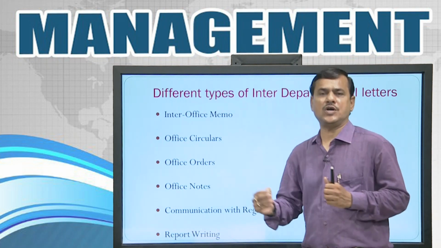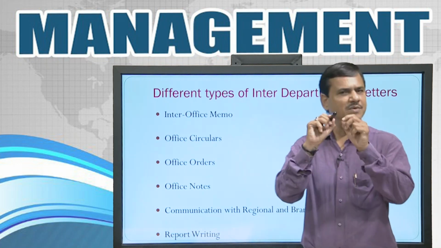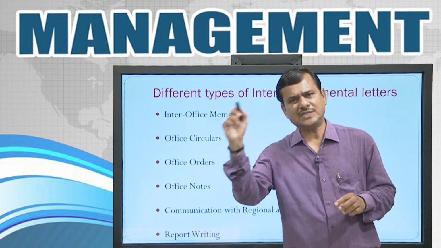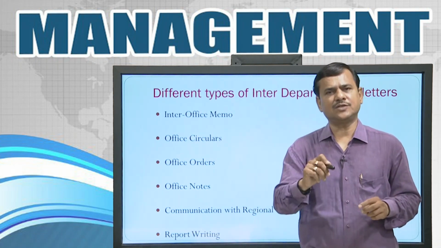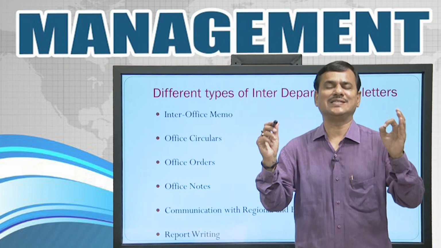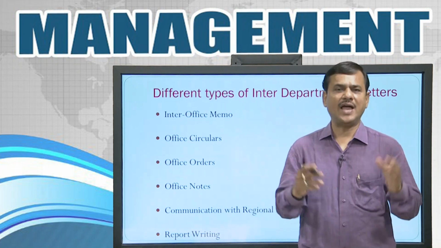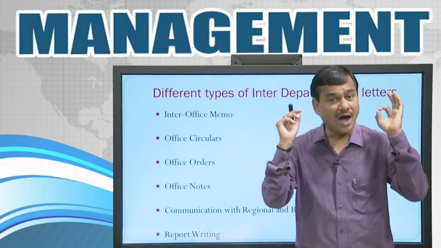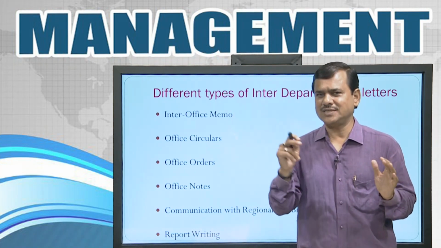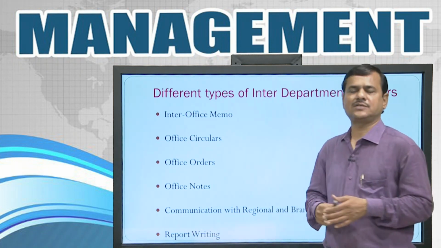Third, office orders. Certain instructions are known as office orders, for example, that from tomorrow office timings will be from 10:30 to 6 o'clock. All employees are supposed to follow this instruction, or maybe all employees are instructed to wear the company uniform without fail from tomorrow. Otherwise, some punishable actions will be taken. That is found in office orders.